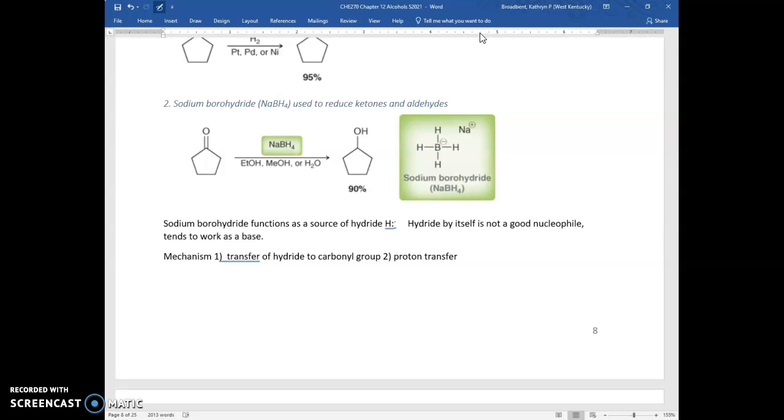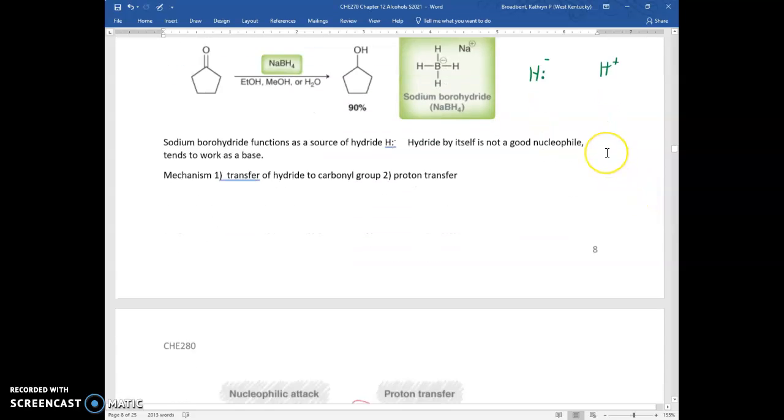Sodium borohydride functions as a source of hydride. And remember that this has electrons with it. That's a hydride. This is a proton, and it's a hydrogen without its electrons. The hydride by itself is not a good nucleophile, but it tends to work as a base. We don't want a base here. We want a nucleophile. The mechanism is to transfer the hydride, and I've got it written down below.